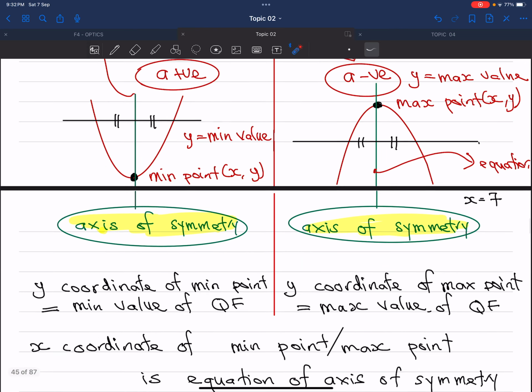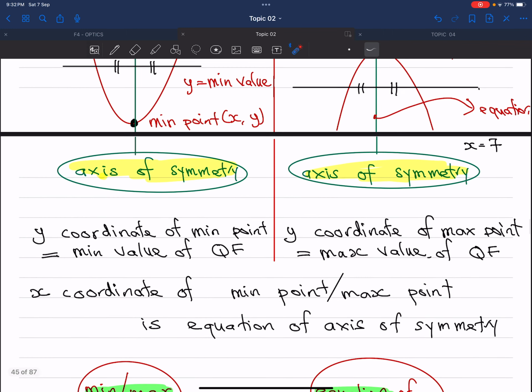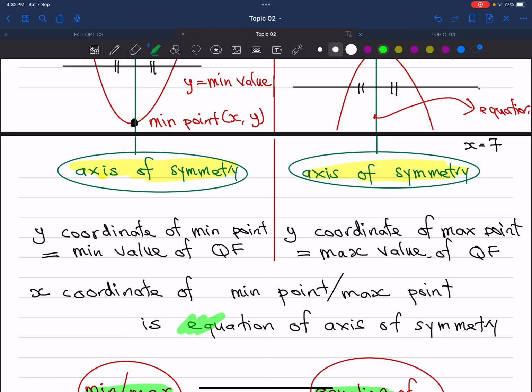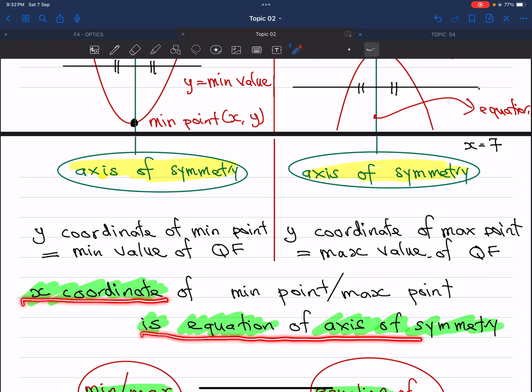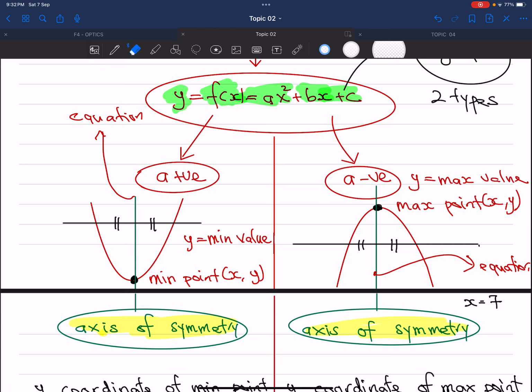I've written here: the x coordinate of the minimum point or maximum point is the equation for the axis of symmetry. I'm going to give a simple example regarding the axis of symmetry.